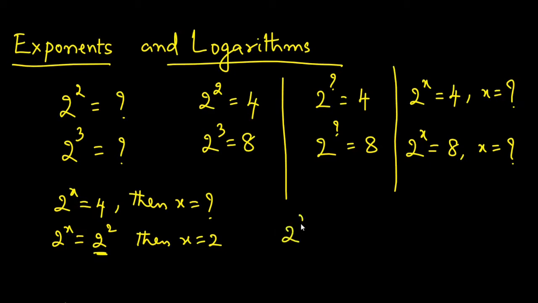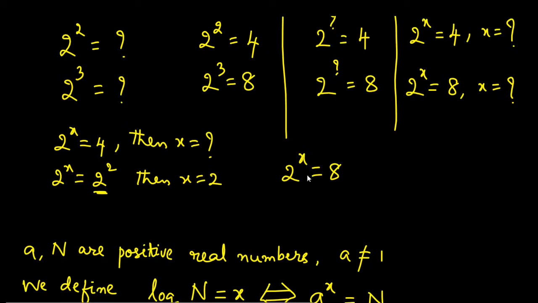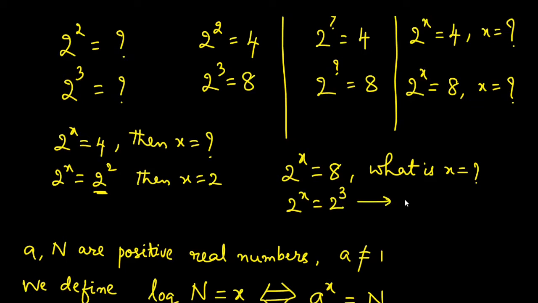Suppose 2 power x is equal to 8. Then what is x? Here we can write 8 as 2 power 3. So 2 power x is equal to 2 power 3. Then x is equal to 3 here.